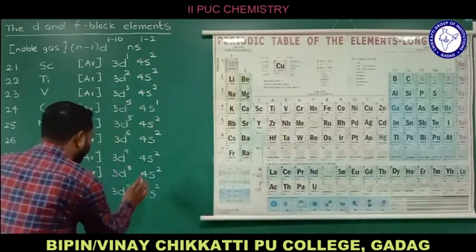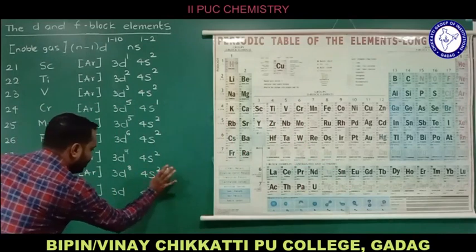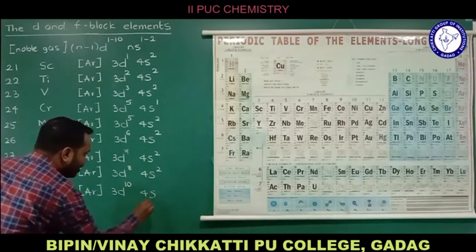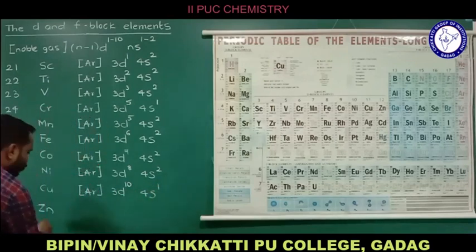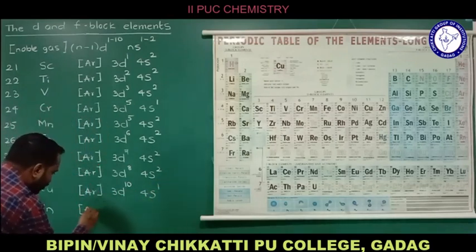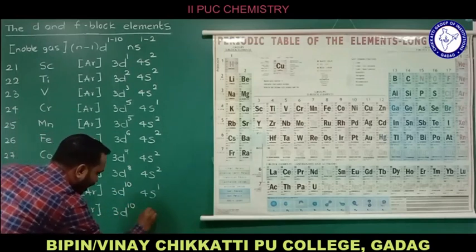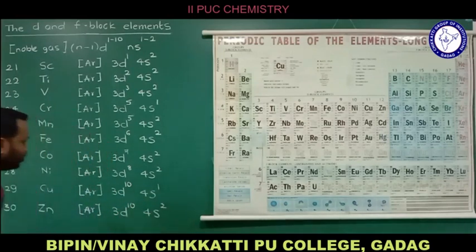So the right electronic configuration of copper is, what is that? Copper is 3d10 and 4s1. And for zinc, the electronic configuration is argon, and we have 3d10 and 4s2. So this is how we can write the electronic configuration from the element scandium to zinc.